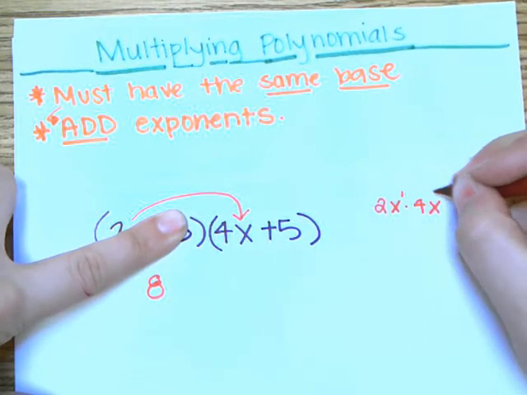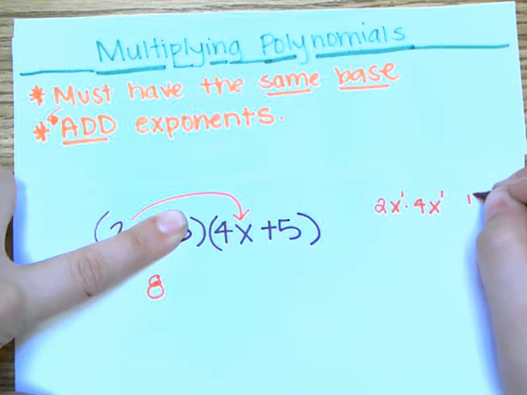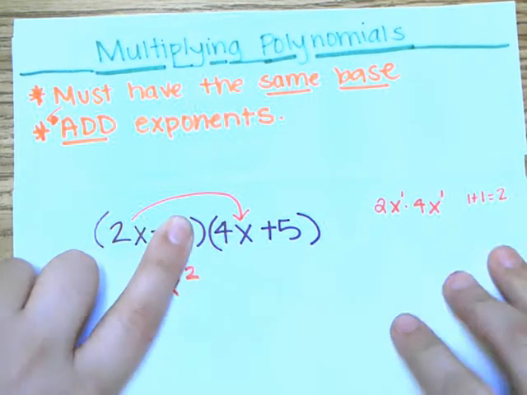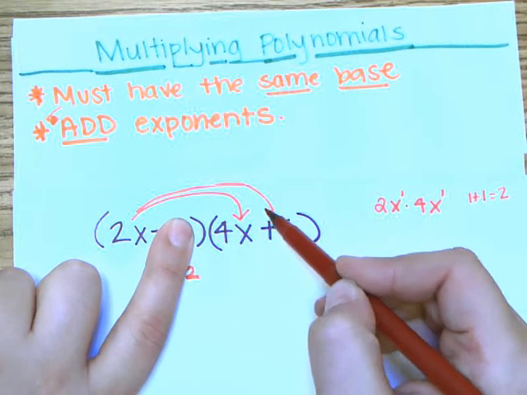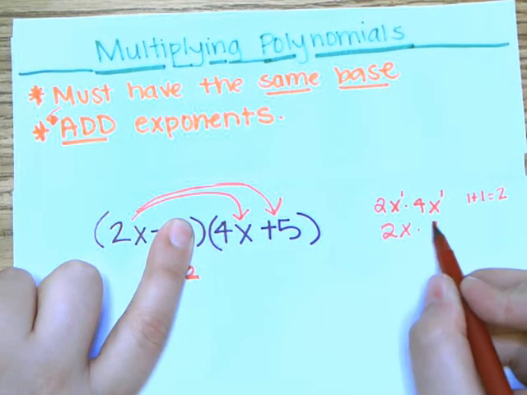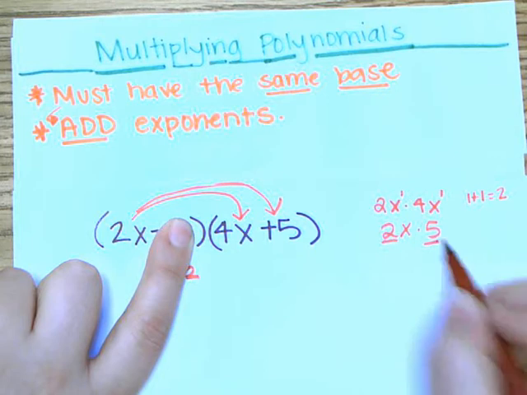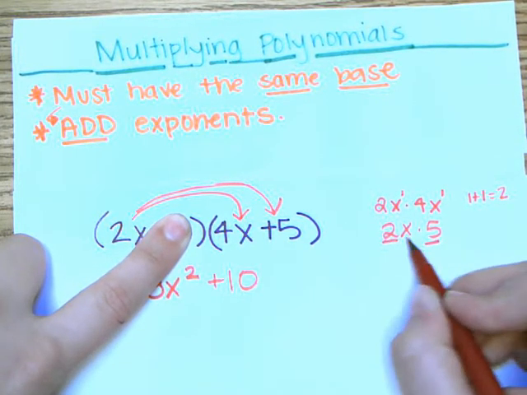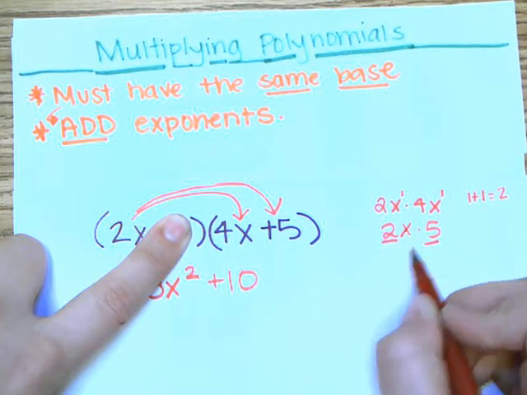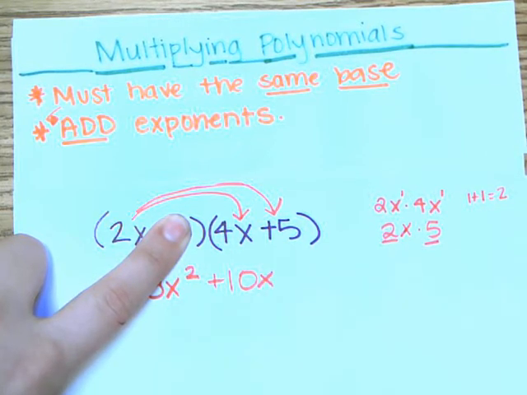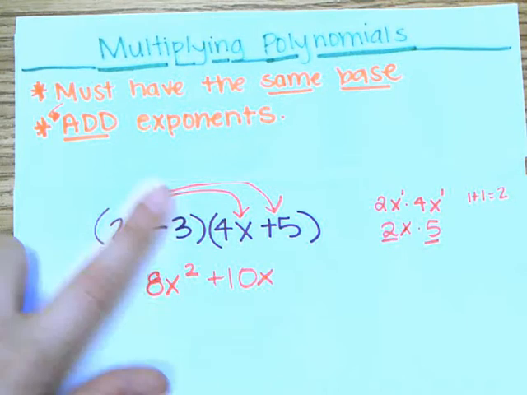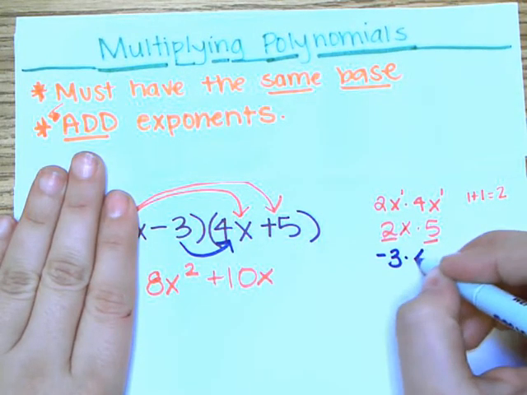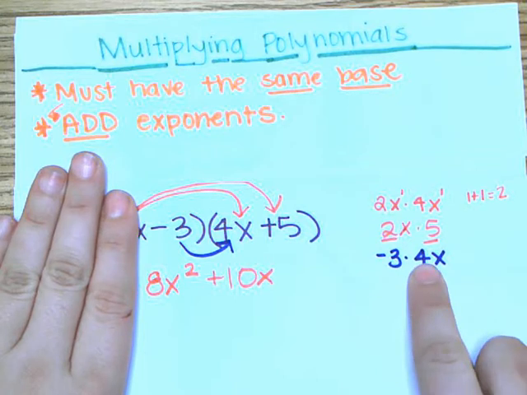So 2x times 4x. So 2 times 4 is 8. And the rule is if they have the same base, add the exponents. So 1 plus 1 is 2, so it's 8x squared. Then 2x has to be multiplied to the 5. So 2 times 5, that's positive 10. And then they don't have any bases to add the exponents, you just have this x right here.